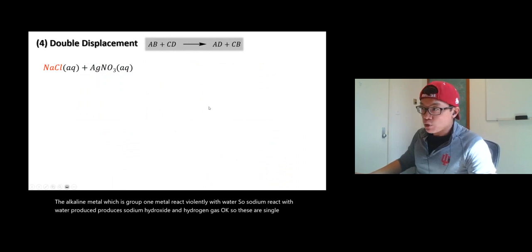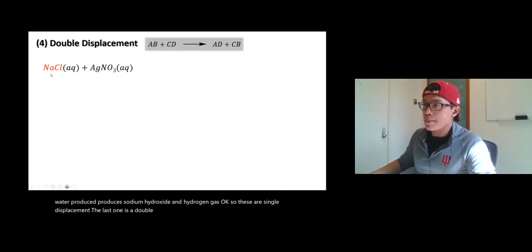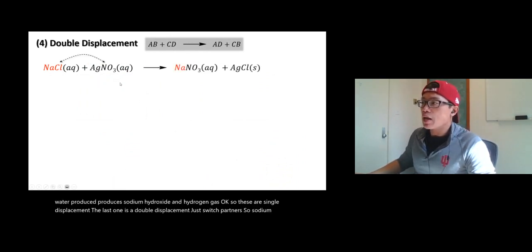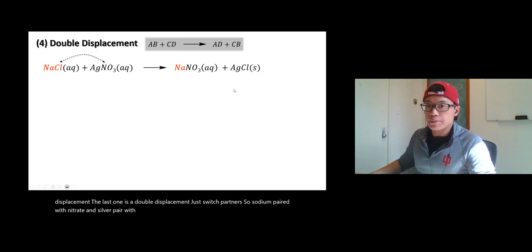The last one is a double displacement. This is switch partner. So sodium pairs up with nitrate and silver pairs up with chlorine. This is also called a precipitation reaction. So we may get silver chloride coming out.